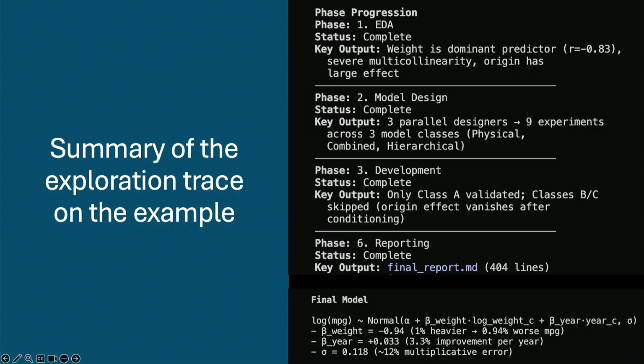And what happened was that the first class of models was validated, and the other 2 were skipped because it found that this apparent origin effect, as I say, whether it was from Japan, Europe, or the USA, turned out not to be needed once you look carefully at a simpler model. And then it produced a report. And here's the final model. Sorry, it's a bit small, but it's a simple sort of linear regression where basically the log MPG is being predicted by the weight plus the year. So it does a nice job.